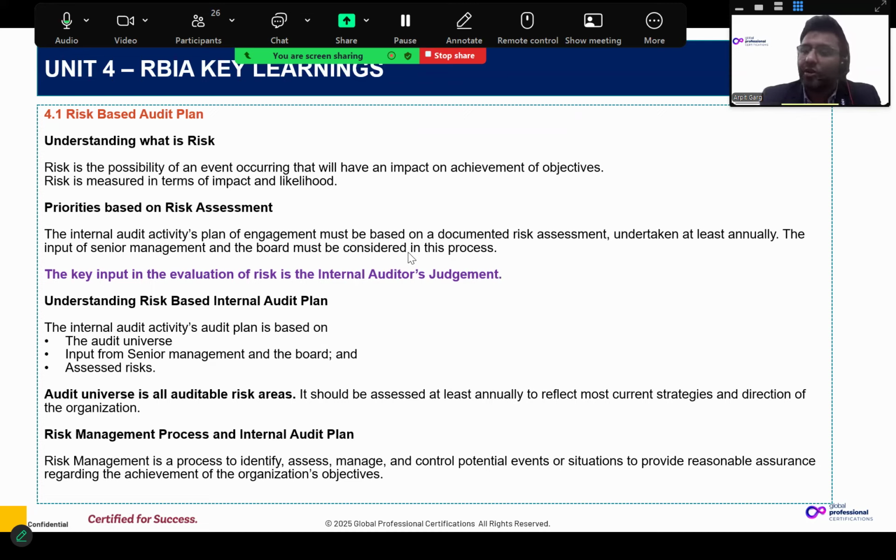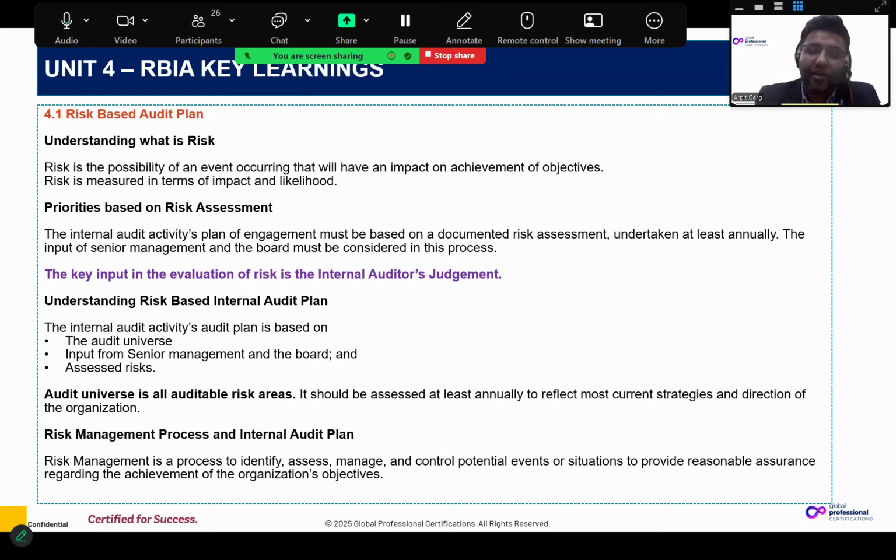But this is very important. Sometimes the examiner will ask you, what is key in prioritizing the audit plan of the year? Is it the board input? Is it the senior management input? Is it the CFO inputs? Or is it the internal auditor's judgment? And I'm telling you, half of you will select board inputs. Many of you will select senior management input. And the answer is internal auditor's judgment.